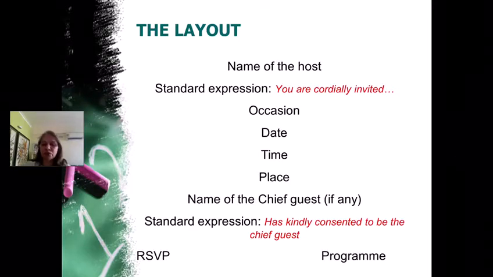RSVP on the left and program on the right. Now you can see this whole thing is centrally aligned in an hourglass shape. This is the layout of a formal invitation. You have to be very particular about this.